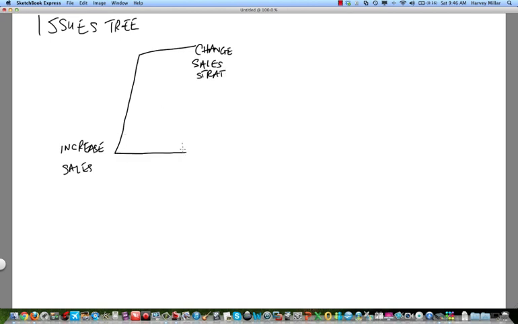Here we might want to look at improving the marketing strategy. And then here we might say, well, let's look at lowering the unit cost of the item. So these are three possible things, and we sort of begin to build the tree out.